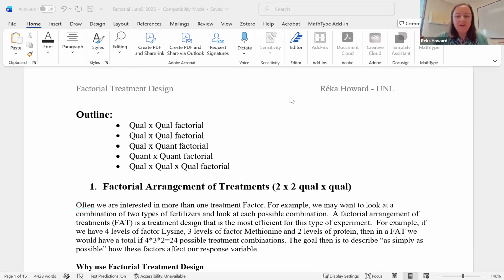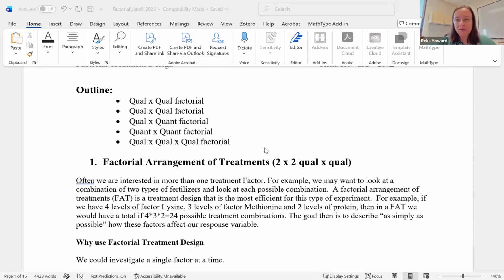So yesterday we were discussing general concepts of designing an experiment. And today we will focus on factorial treatment design. Yesterday we talked about different treatment designs and experimental designs, and I mentioned that it's important to talk about both aspects when we talk about designing an experiment. There are different types of factorial treatment designs, and I listed what we will talk about today.